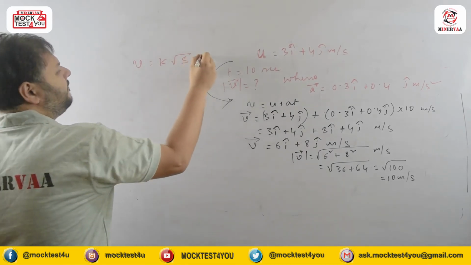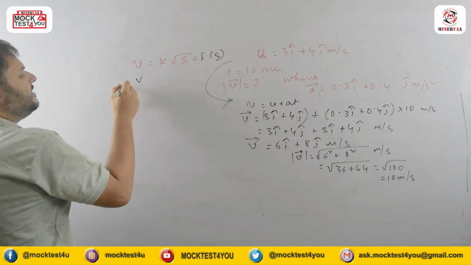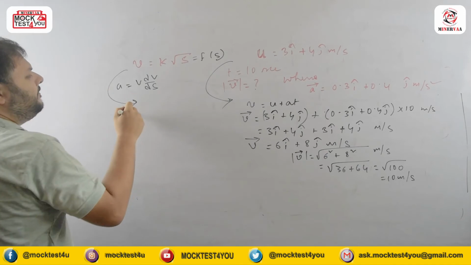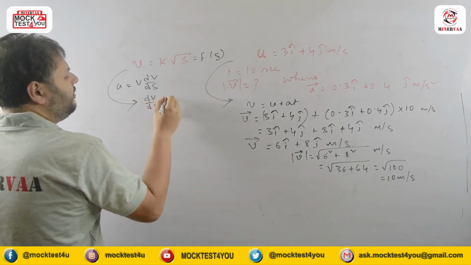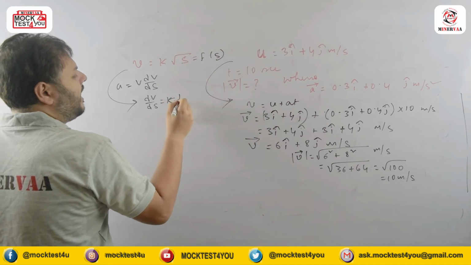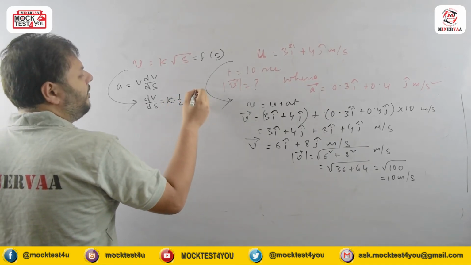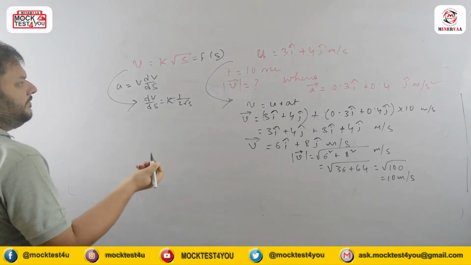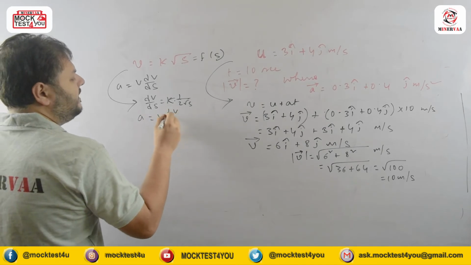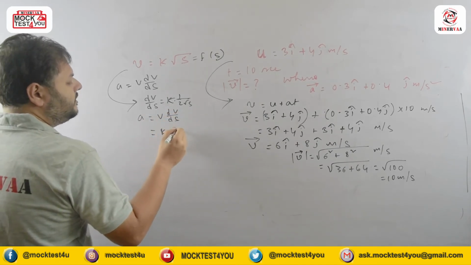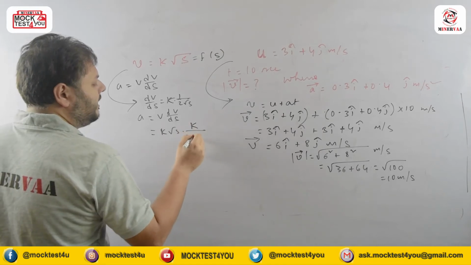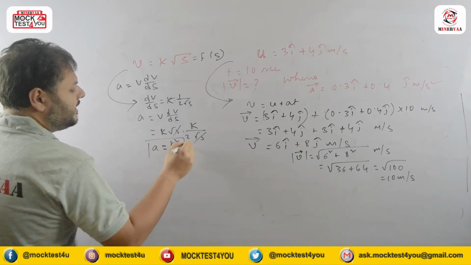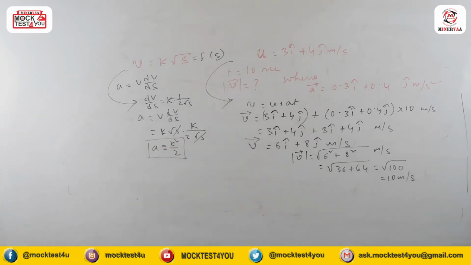Because here velocity is a function of s, the acceleration must have the very common term, that is v dv/ds. So if I differentiate v with respect to s over here, what will I get? I will get this k as well, this half, and s to the power minus half. So that means k by 2 root s will be my dv/ds. So my acceleration will be v dv/ds. So k root s into k by 2 root s. So root s goes. So acceleration is equal to k square by 2.